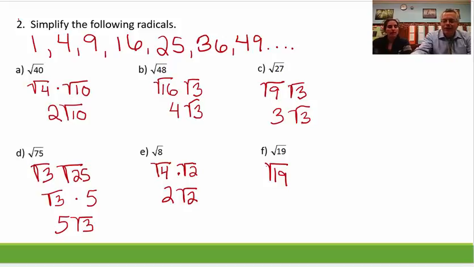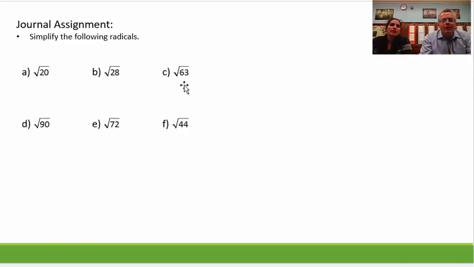All right, let's see what we have for the journal assignment. So remember to write video 47 in your journal, and you go work on simplifying these. So let's write the perfect squares up top again. You have to click pen. Oh. Oops. There we go. So 1, although we never use it. 4.